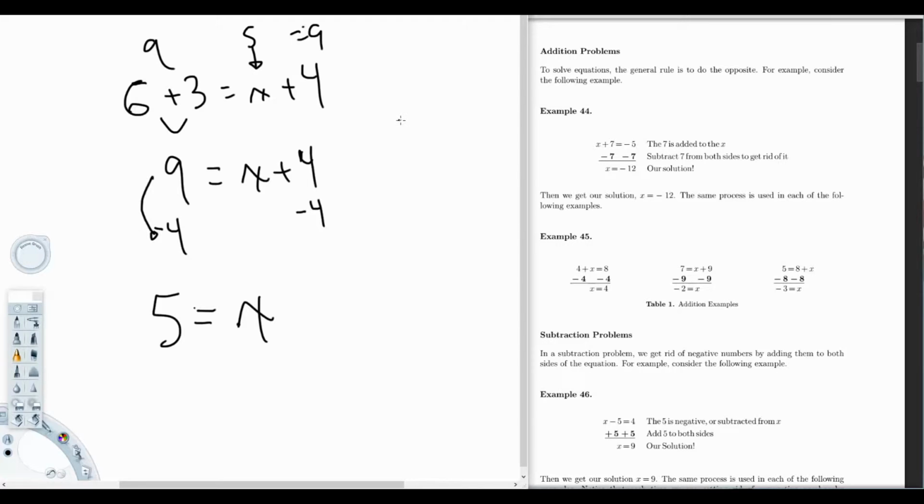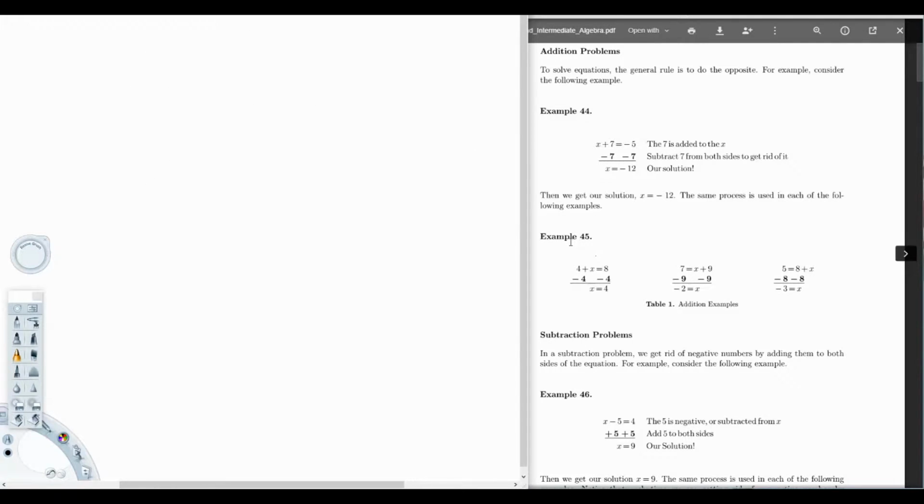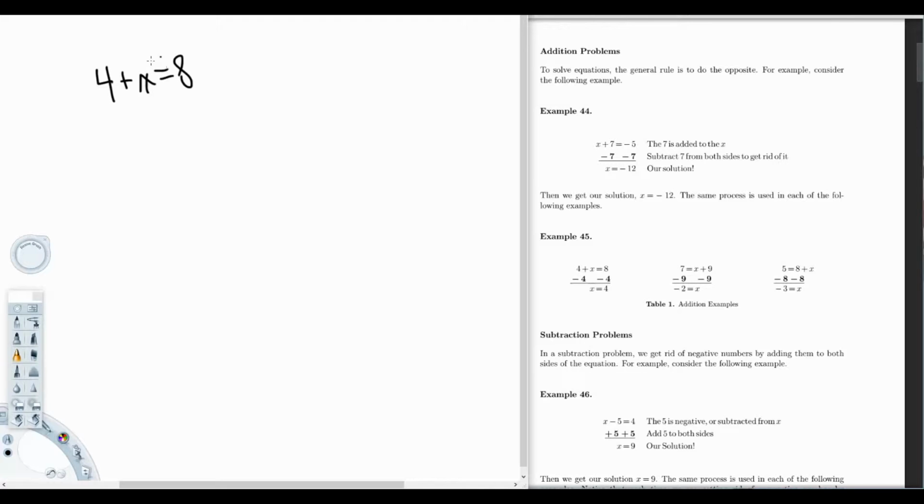All right. So let's look at example 45. They're giving us 3, and we're going to do them together. Once again, try to make this as simple as possible. 4 plus x equals 8. Now remember, I want to isolate x, so that x is alone and equals something, because I want to know the answer. I want to know, what do I add to 4 to make 8? Now, if you think about it, it's really easy, right? 4 plus 4 equals 8.